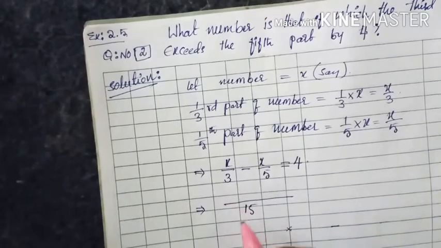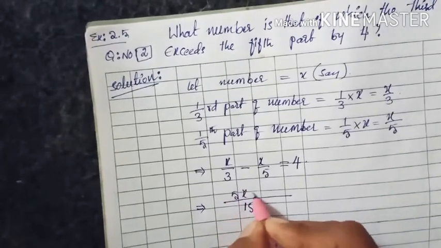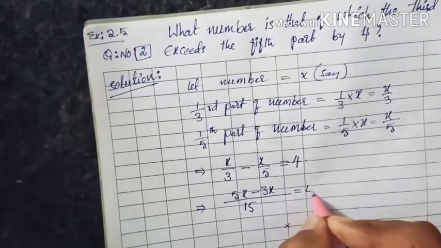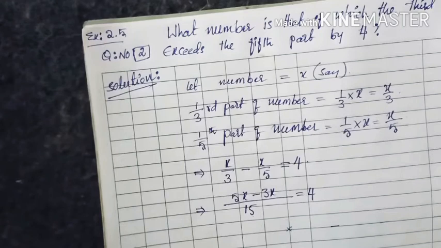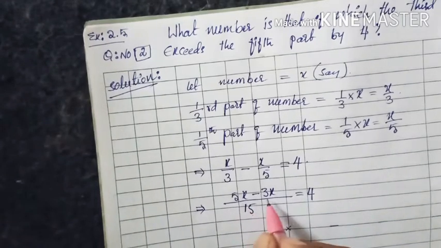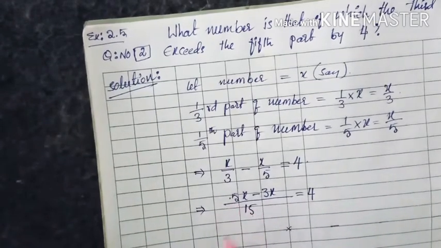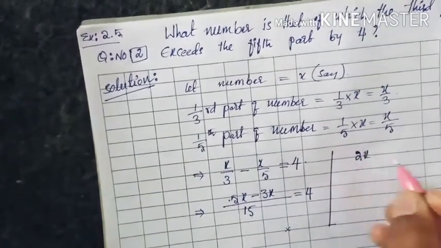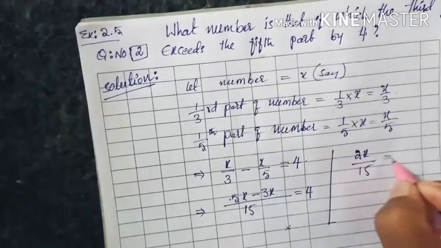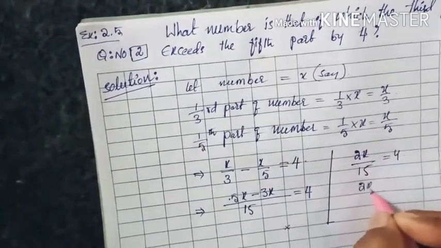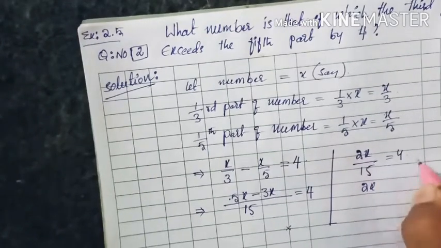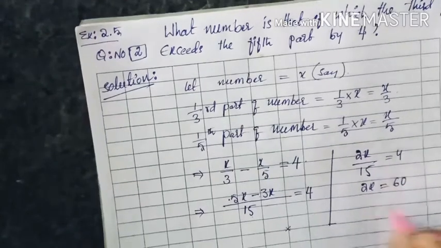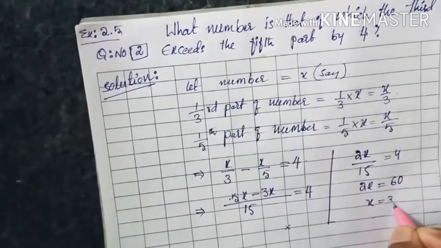3 into 5 is 15, so 5 into x, 5x. 5 into 3 is 15, so 3 into x, 3x, equal to 4. So we can simplify this. 5x minus 3x, positive, negative. So 2x by 15 equal to 4. So 15 divides, after moving this side, multiplies. 4 15s are 60. So x equal to 30.